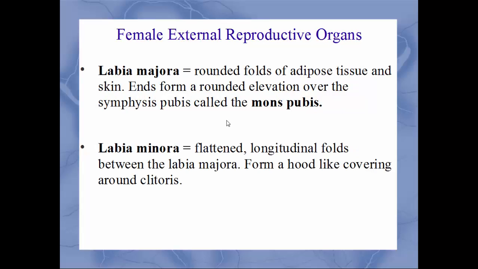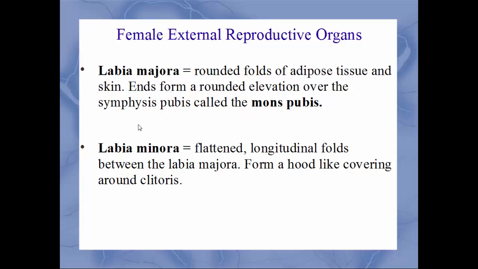Alright, the labia, both majora and minora. Majora, or major, means larger, and minora means smaller by comparison. For the majora, these are the rounded folds of adipose or fat tissues. These will form an elevated area just above the pubic bone called the mons pubis, and that literally means the mountain on the pubis, mons pubis.